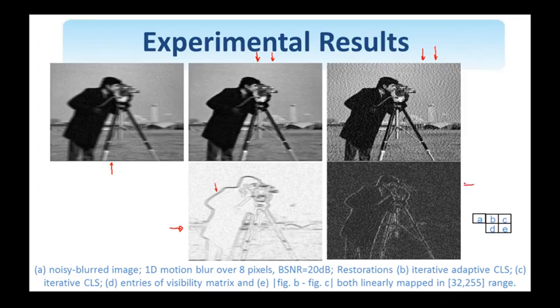And here finally we show the absolute difference between the two restorations, the spatially adaptive and the non-spatially adaptive. We see that they differ at the edges, which is also something we can visually confirm, but also there is a lot of noise in the difference, which is the noise that we see amplified in the CLS restoration. Actually, both the visibility function and this difference are mapped in the 32 to 255 range linearly for visualization purposes.